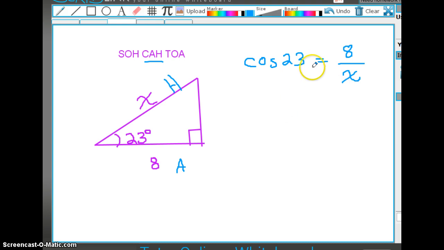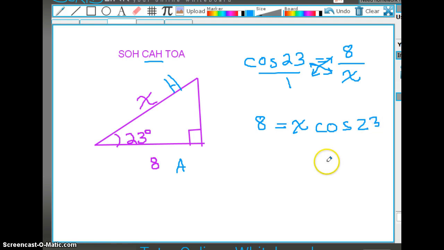We're going to cross multiply. These two multiply. You can put a 1 over here. It multiplies to those. This is how you cross multiply. So 8 is equal to x times the cosine of 23. Dividing by the cosine of 23 on both sides, x is going to equal 8 divided by the cosine of 23.